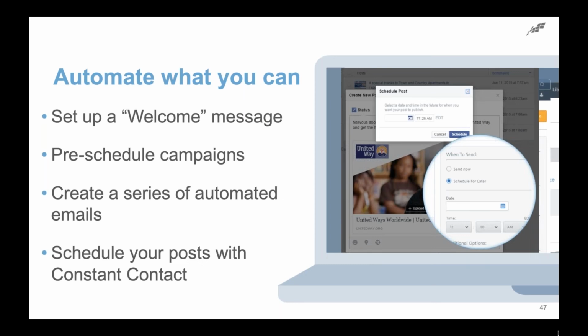You can create a series of automated emails, right? That go out either when people buy something or just after a certain date or whatever it is. You can automate some emails, okay? And you can even schedule posts via Constant Contact if you're a Constant Contact user. So that again, scheduling things in advance is going to be quite helpful.